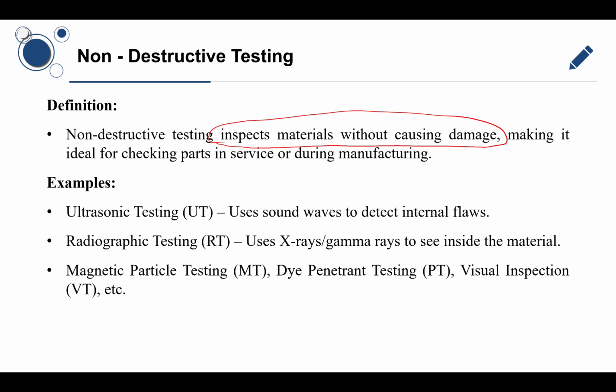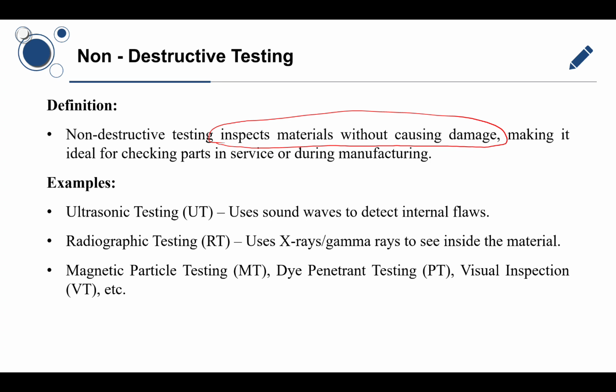Imagine you have bought a brand new expensive bicycle frame. You want to be sure there are no hidden cracks inside the tube from manufacturing. You can't smash it with a hammer to check, right? NDT methods allow us to see inside or find tiny surface flaws without damaging the frame, so you can still ride it safely.